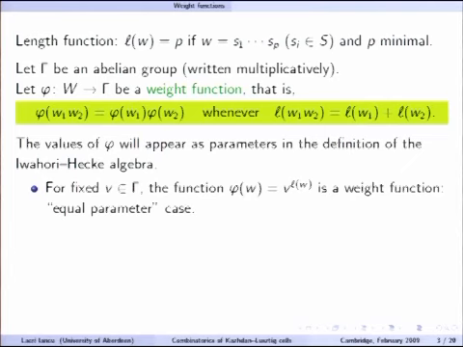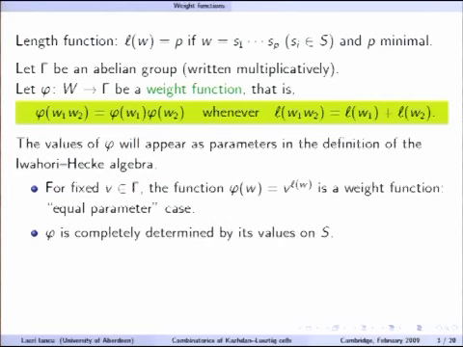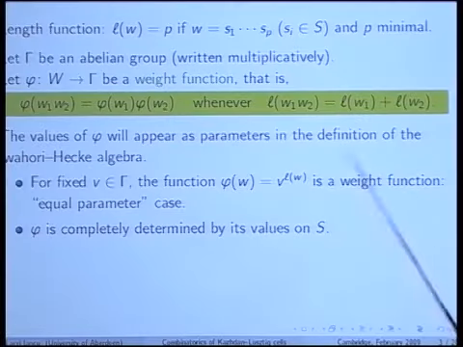Also, because of what we have said before about reduced expressions and what is known about reduced expressions in Coxeter groups, actually the values of the weight function on W are perfectly determined by the values on the generators. Of course, if that is a reduced expression for W, phi of W will simply be phi of S1, phi of S2, and so on, phi of SP.